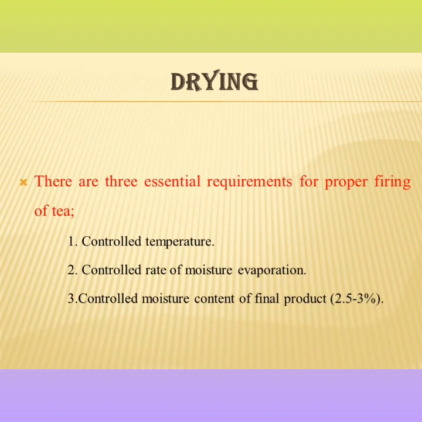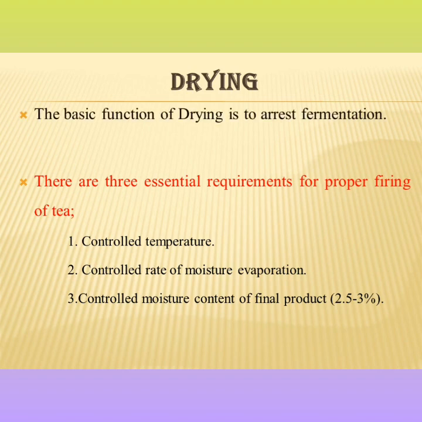So after the fermentation, the next step is drying. There are three essential requirements for proper firing. Firing here is actually the drying. That is control of temperature, control of rate of moisture evaporation, and control of moisture content of the final product. The final moisture content of the tea should be within the range of 2.5 to 3%. The basic function of drying is actually to arrest the fermentation.